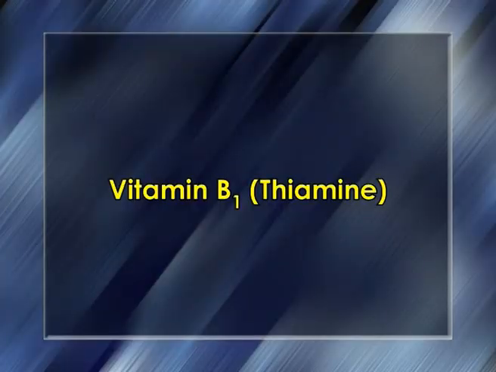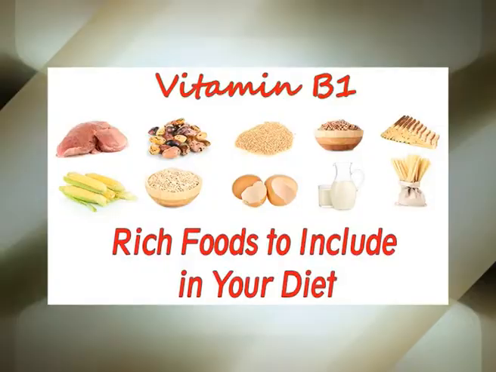First, vitamin B1 or thiamine. This vitamin is widely distributed throughout the plant and animal kingdom. It's stable in its dry form. The vitamin is present in good amount in pulses and nuts, liver, meat, chicken, egg yolk and fish.